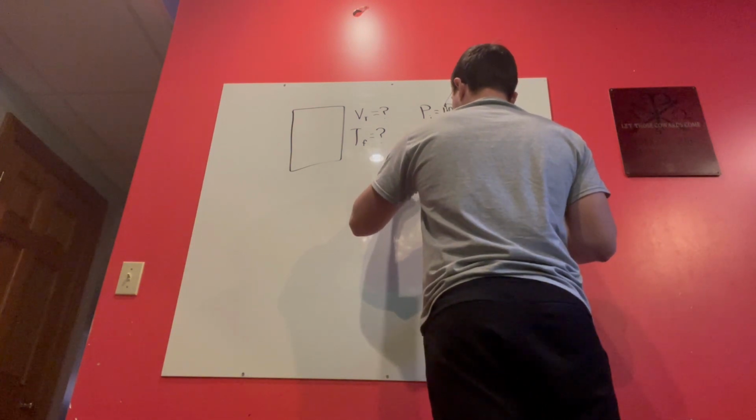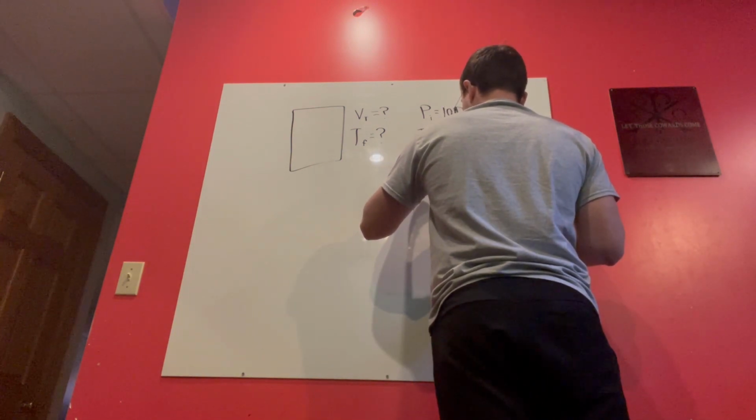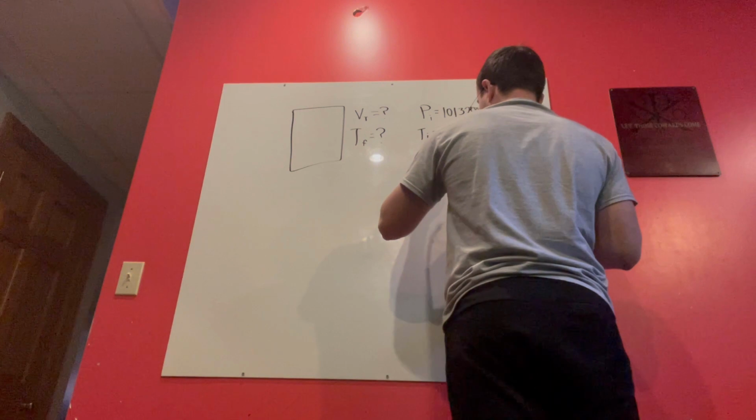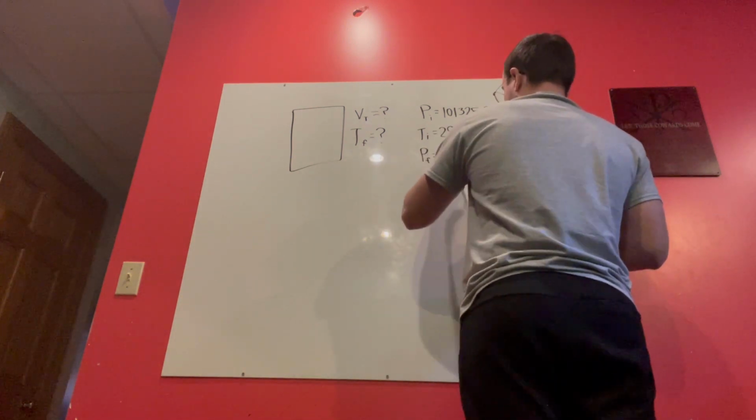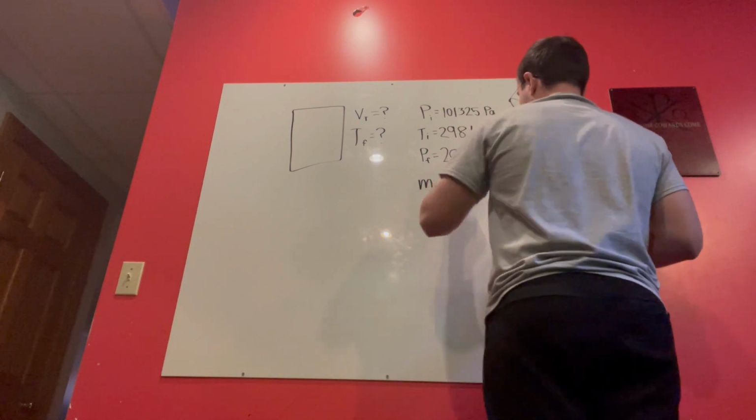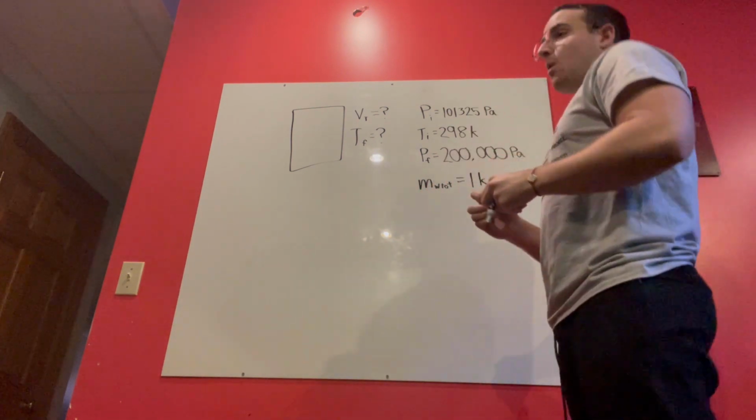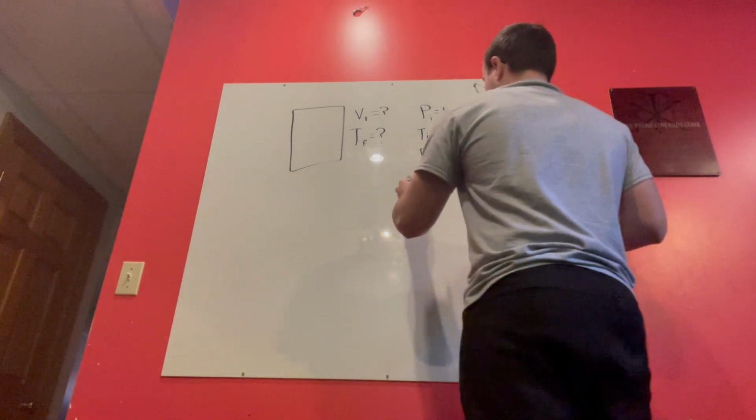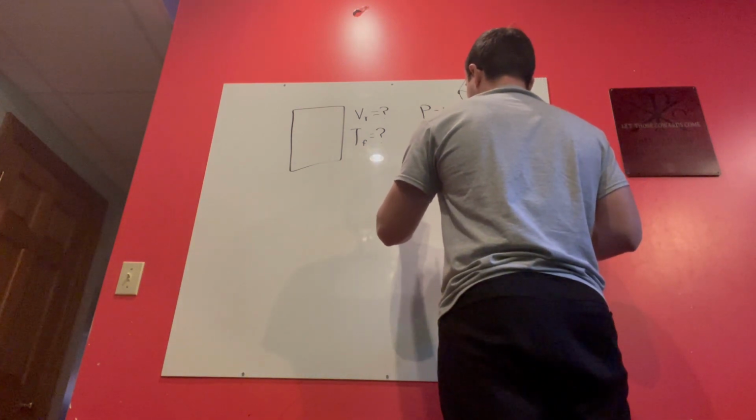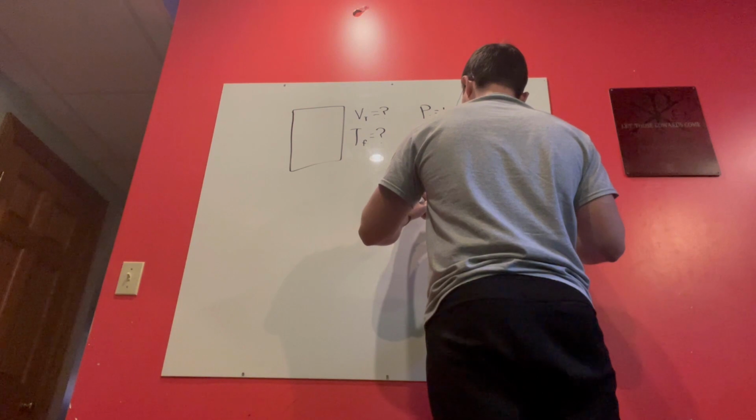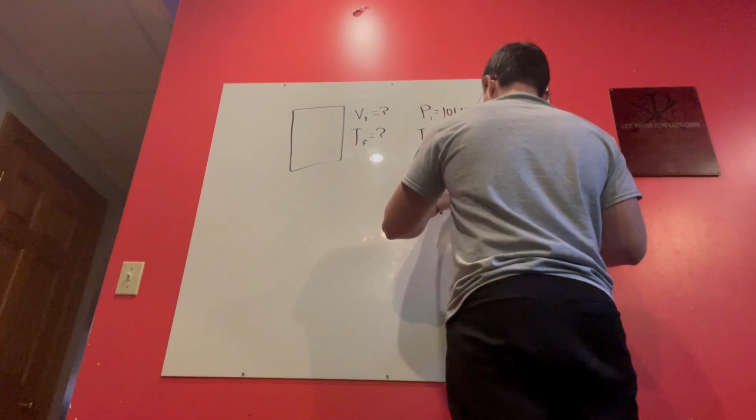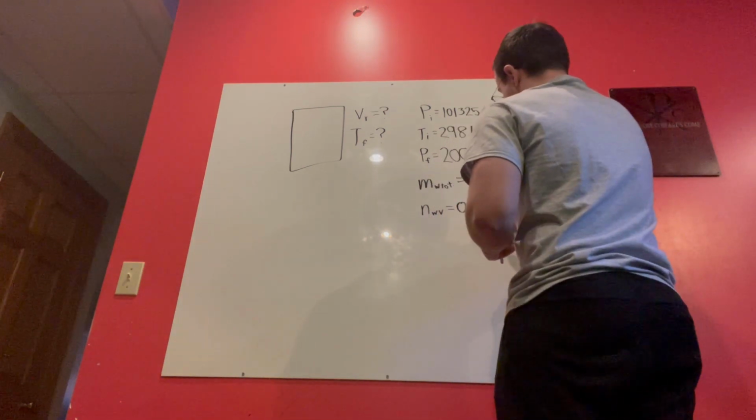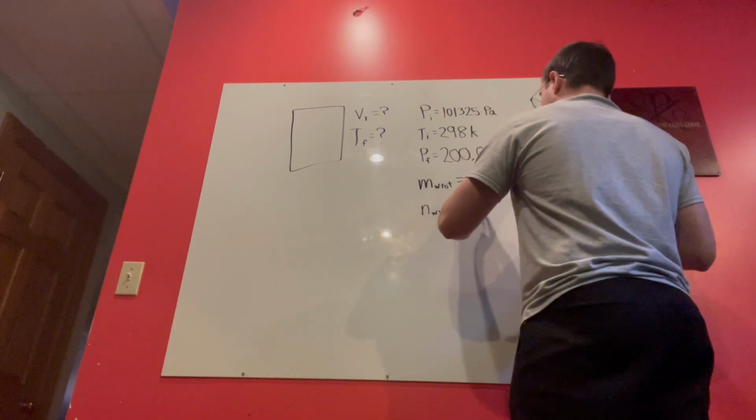And then we also know the total mass of water in the container, which is 1 kilogram. So we're going to do M W tot, which is equal to 1 kg. And then we also know the moles of water vapor in our container, which is equal to 0.3 moles.